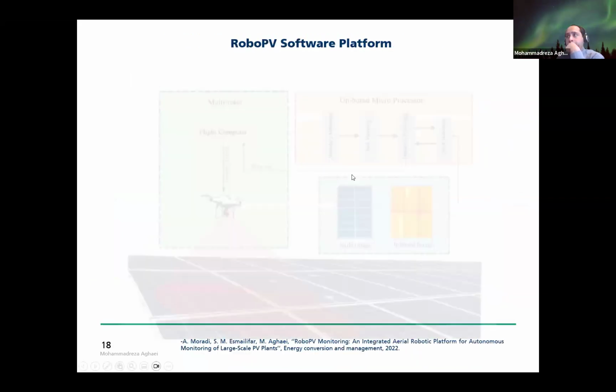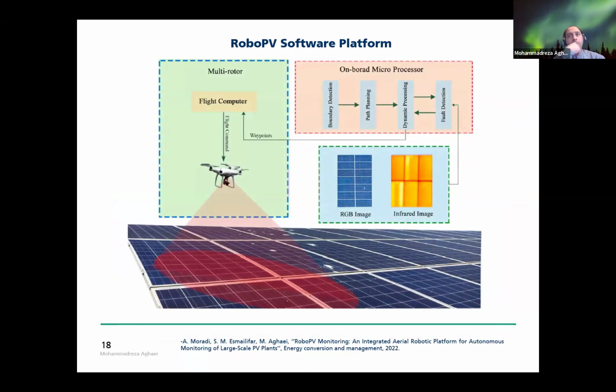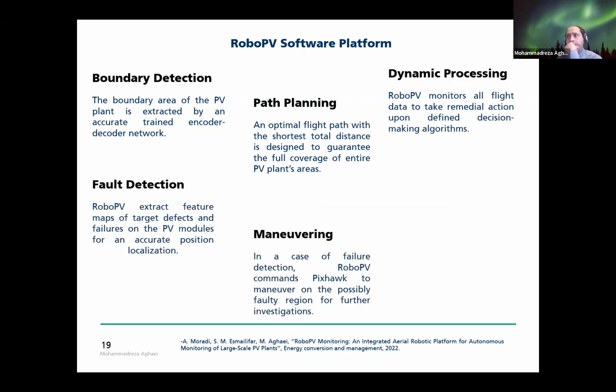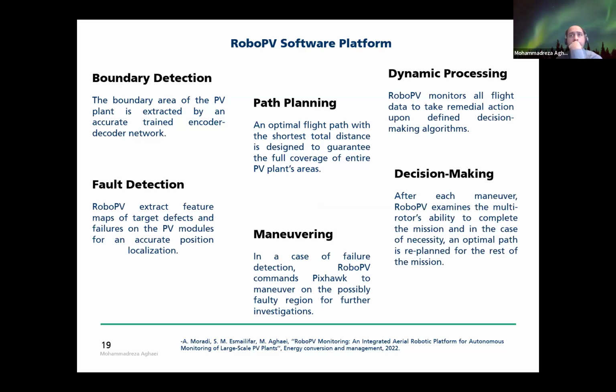For this purpose, we developed a software package. We call it RoboPV. This is a novel software package for autonomous aerial monitoring of larger scale plants. RoboPV can automatically perform aerial monitoring of any plant, completely autonomously, from optimal trajectory planning to image processing, pattern recognition, and real-time fault detection and analysis. There are 6 units in RoboPV, including boundary detection, path planning, dynamic processing, fault detection, autonomous maneuvering, and decision making.